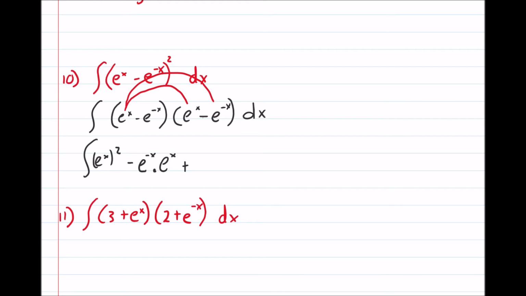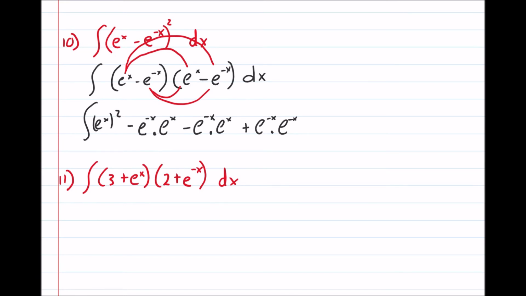plus, and then we'll multiply this by this, and again we'll get, it's actually minus e to the power of minus x multiplied by e to the power of x, and then this by this will be plus e to the power of minus x multiplied by e to the power of minus x. Okay, that looks pretty messy, right?